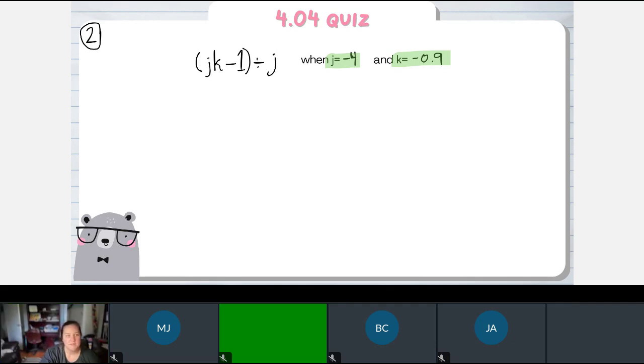Okay. So we have open parentheses, and I'm going to do a smaller parentheses for j times k, which is going to be negative 4 times negative 0.9, close the small parentheses. Then it says minus 1 in our original problem, close the big parentheses, divided by j, and j is equal to negative 4. So before you start solving, you might want to remind yourself of the order of operations. So I'm just going to write PEMDAS up here at the top.